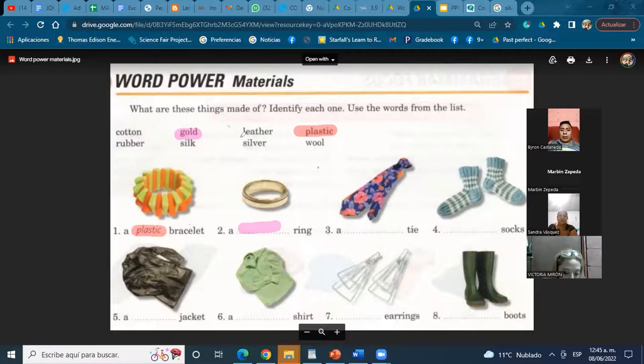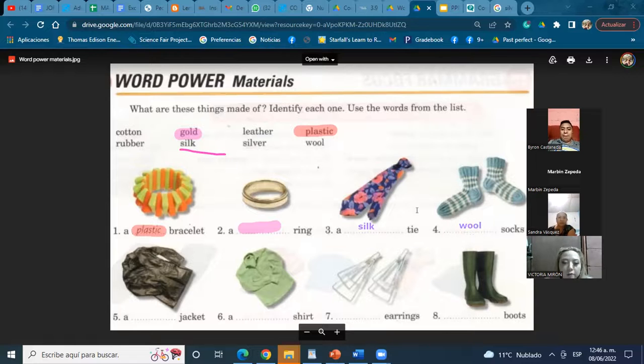An ugly tie. Cotton. Silver. Yeah, right, cotton. Or what is this? No, yeah, this is silver. Earrings. Number seven. No, it's not silver, it's cotton. What is this one? Silk. And what did I highlight? Silk. All right, there you go. Number four. Wool.